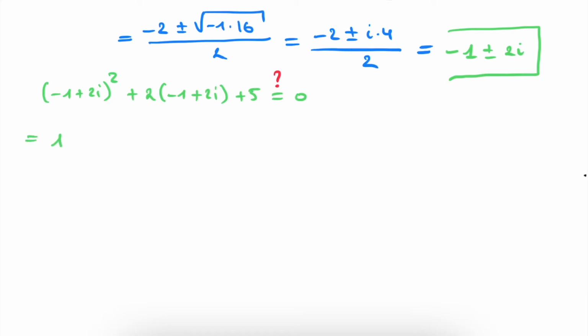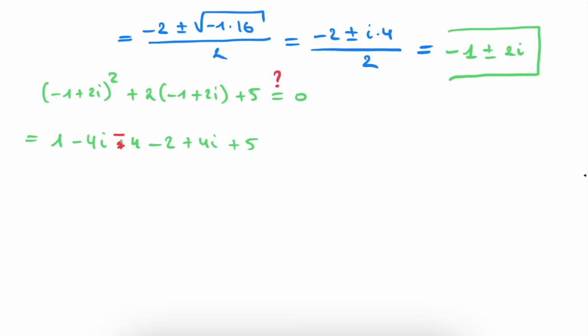So this will simply be 1 minus 4i plus 4i squared. But of course we know that i squared is equal to minus 1, so this plus sign can be rewritten as a minus sign. Then we calculate this term right here, which will become minus 2 plus 4i. And we have this constant term right here, plus 5.